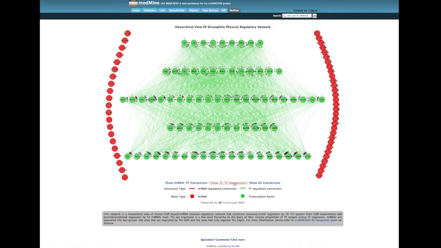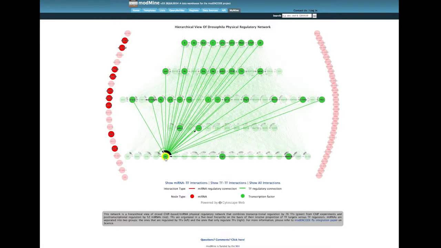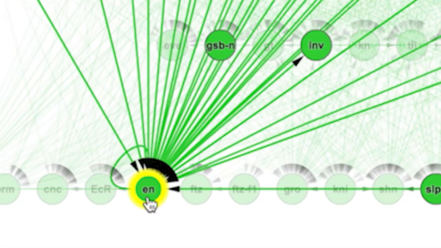Instructions come primarily from genes in the same tier or in the tiers above. Instructions are passed down to the genes in the same tier or in the tiers below. This is not a strict rule, but it certainly governs most of the hundreds of interactions that are depicted here. Let's look at one more example. At the lowest tier is a transcription factor known as engrailed, or EN. If we click on engrailed, we see that it regulates two other transcription factors, itself and the INV gene in the tier immediately above it.